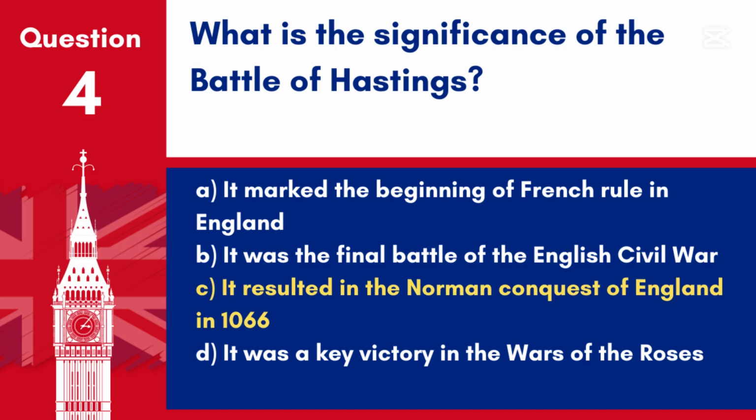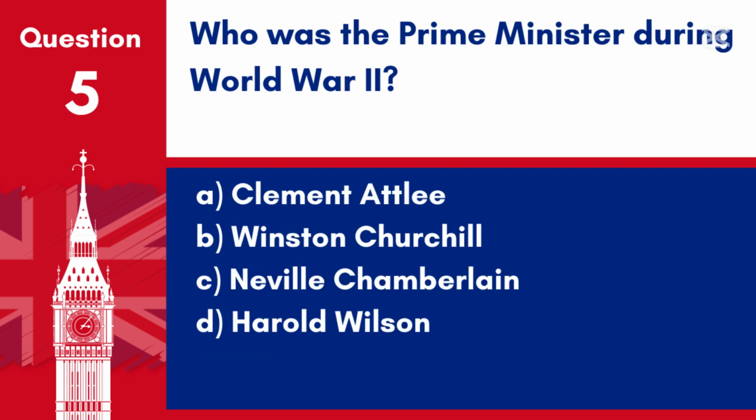Answer. C. It resulted in the Norman conquest of England in 1066. The Battle of Hastings, where William the Conqueror defeated King Harold II, was a pivotal moment that led to Norman control over England.